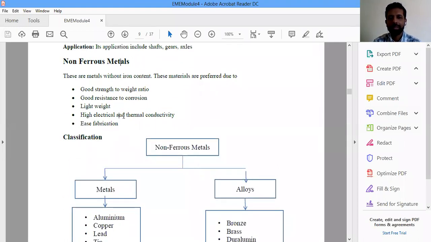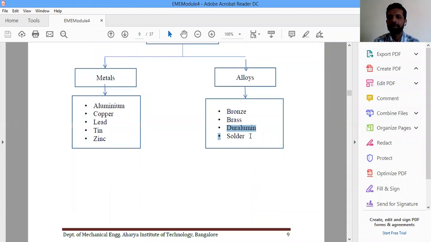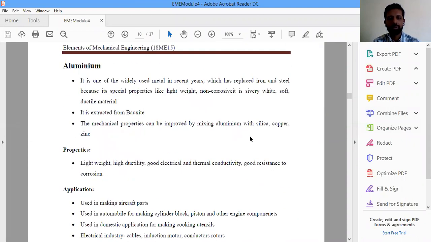Okay, electrical and thermal conductivity, and ease of fabrication also. So non-ferrous metals can be classified as metals as well as alloys once again. Metals, as we know, can be aluminium, copper, lead, tin, zinc, and all these things. Alloys will be a combination of these metals: brass, bronze, duralumin, like soldering material, right? These are all alloys.